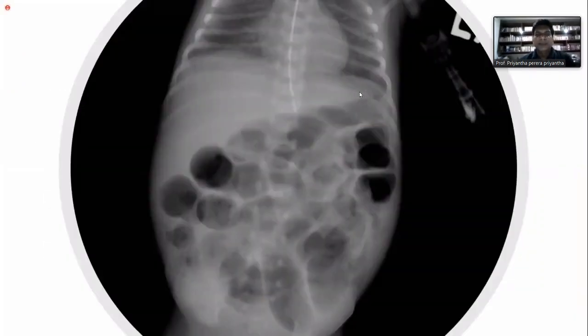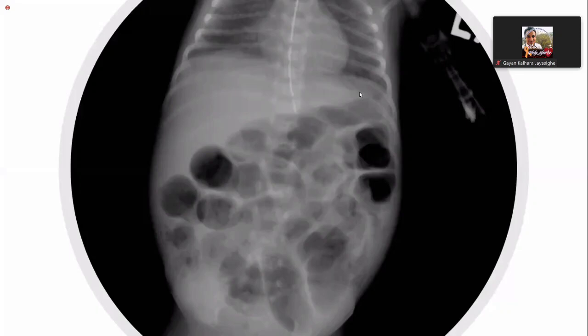This is a preterm baby who was apneic at birth, had to be resuscitated, and on day 3 was very ill and had bile stained vomiting. This is a preterm baby born at 29 weeks of gestation, resuscitated and ventilated. Became very ill on day 3 with abdominal distension and bile stained vomiting. What is the diagnosis? Necrotizing enterocolitis.